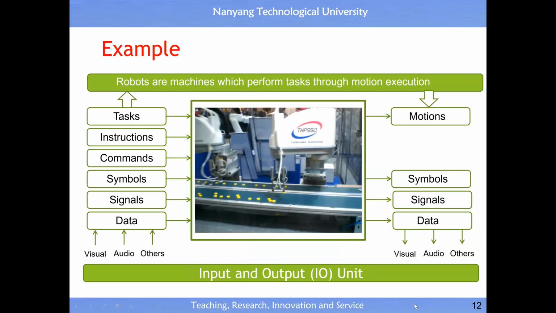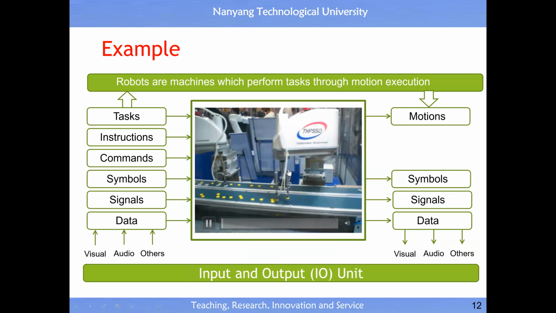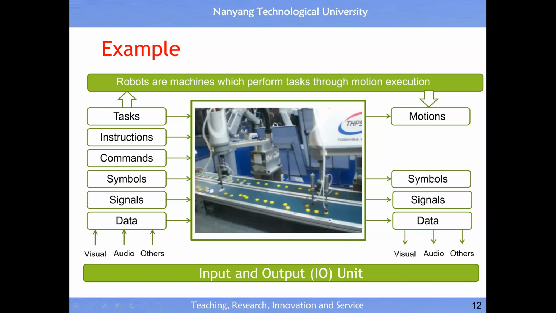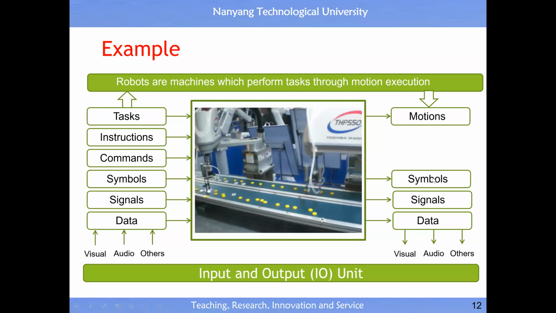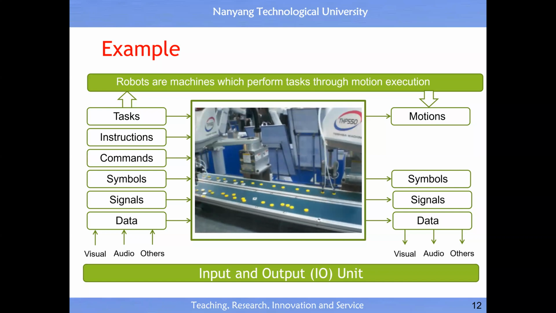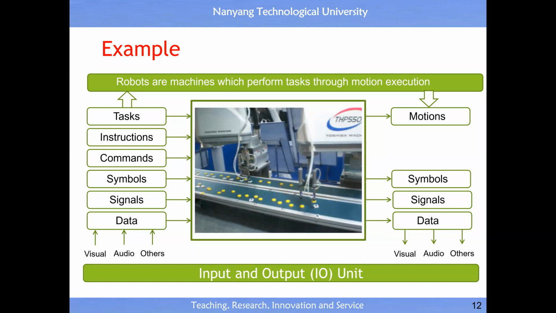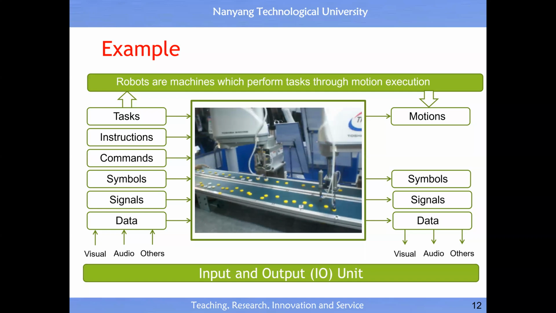Okay, then this video shows you the complexity in the input, complexity in the output in the robot system or in the automation system, because inside this video you see a robot, you see a production line, all right?